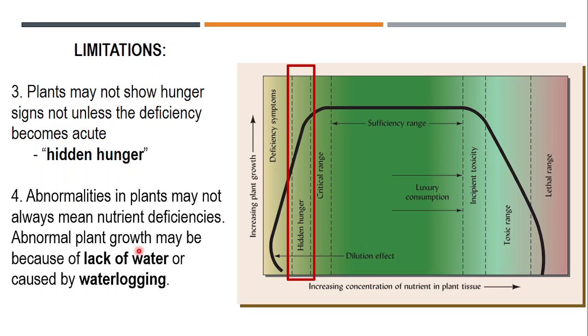Okay? The fourth limitation, abnormalities in plants may not always mean nutrient deficiencies. Abnormal plant growth may be because of the lack of water or caused by waterlogging. Okay? Baka naman nag-wilt yan, akala mo may kulang. Akala mo bronzing ng leaves, yun pala is it's just a lack of water or yung kabaliktaran na saturated yung ating soil.